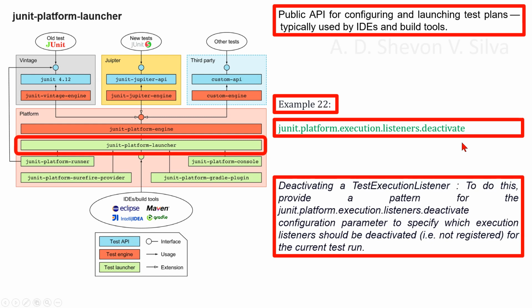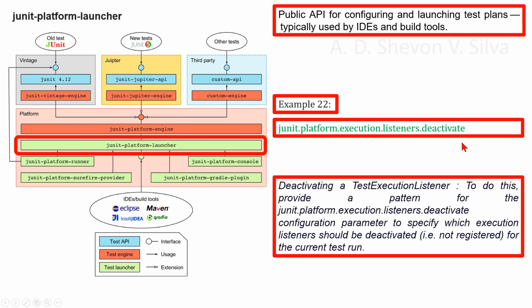Sometimes it can be useful to run a test suite without certain execution listeners being active. For example, you might have a custom test execution listener that sends the test results to an external system for reporting purposes, and while debugging you might not want the debug results to be reported. To do this, provide the pattern for the junit.platform.execution.listeners.deactivate configuration parameter to specify which execution listeners should be deactivated, that is, not registered for the current test run.